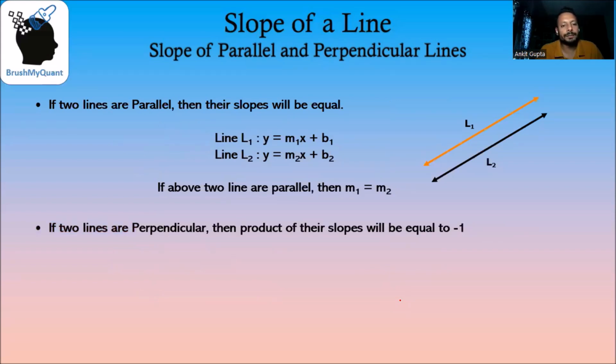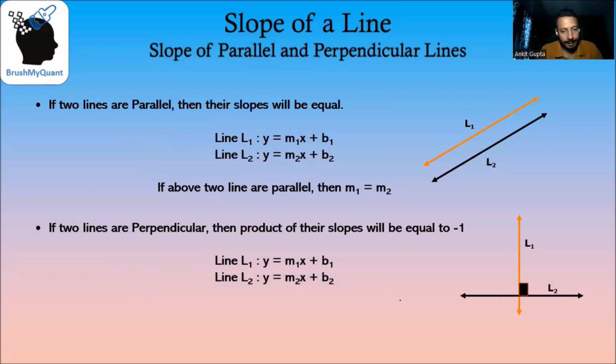Similarly, if we have two lines which are perpendicular to each other, then the product of their slopes will be equal to minus 1. Let's say we have the same lines L1 and L2. In this case, L1 is a vertical line and L2 is a line which is perpendicular to line L1. Since the two lines are perpendicular, that means M1 multiplied by M2 will be equal to -1.